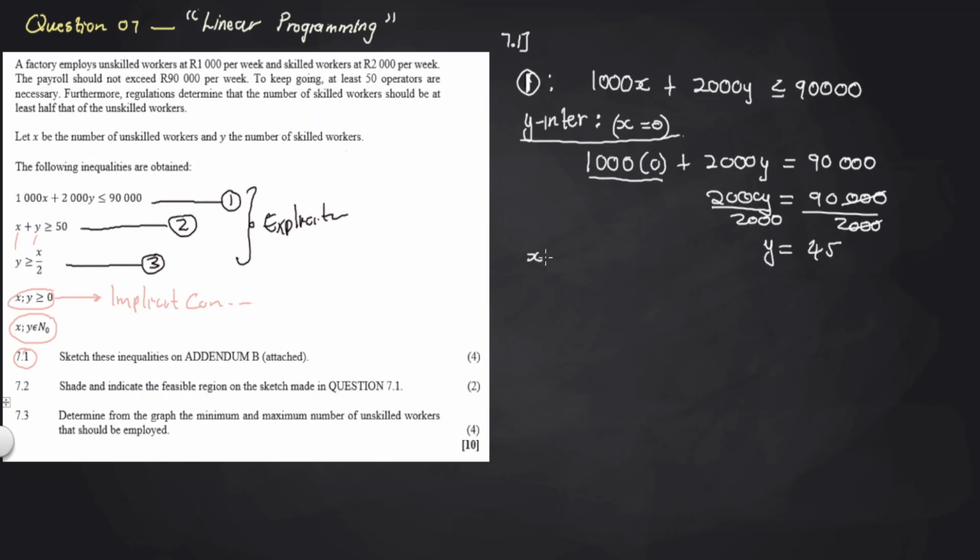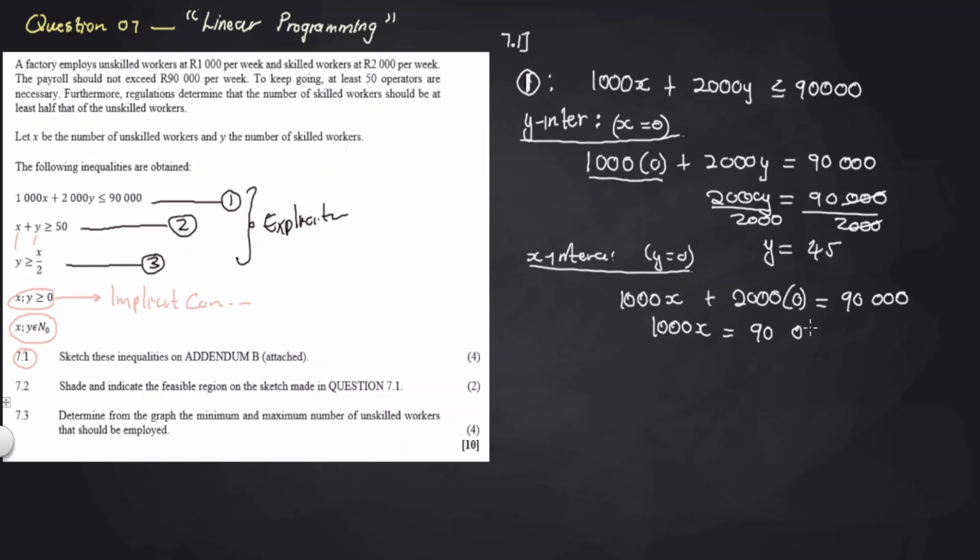And then the x-intercept, you do the same thing. Now you let y be equal to 0. 1000x + 2000(0) = 90,000. Then 1000x = 90,000, divided by 1000.